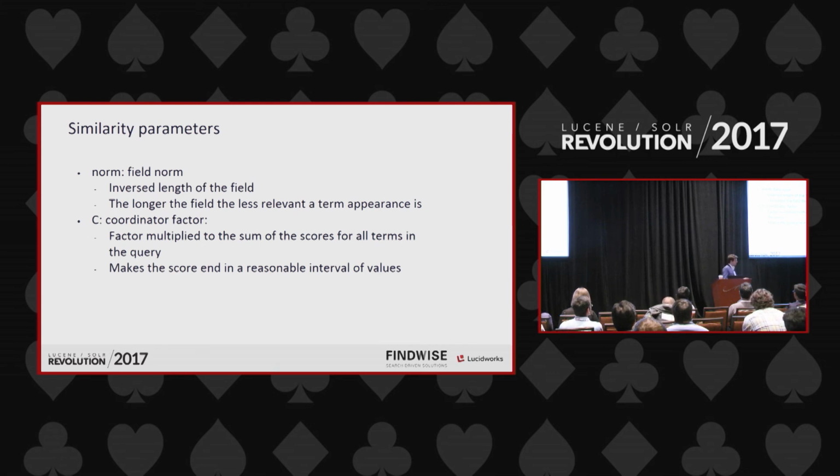And then we have the coordinator factor. Because we can have one or more terms in our query, we have to aggregate the score from all of them. And to be able to do that in a reasonable way, we have to normalize them together when we aggregate them. And that's what the coordinator factor will be.